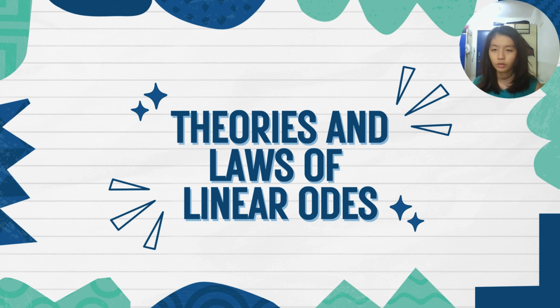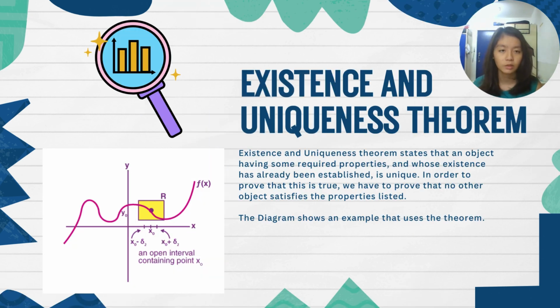Now let's go on to the theories and laws of linear ODEs. The existence and uniqueness theorem provides the condition under which a unique solution exists for an ODE with a given initial condition. This theorem is essential for understanding whether our solutions are valid and applicable. This existence and uniqueness theorem also states that an object having some required properties and whose existence has already been established is unique. In order to prove that this is true, we have to prove that no other object satisfies the properties listed. And this diagram shows an example that uses the theorem.